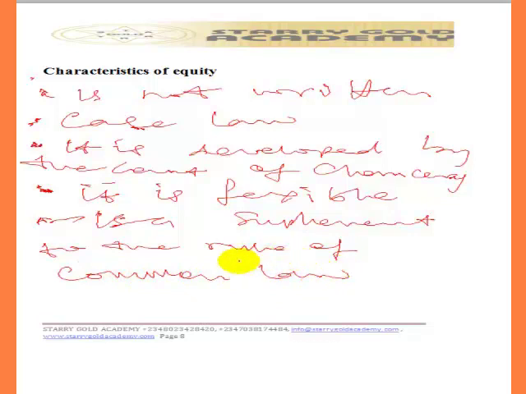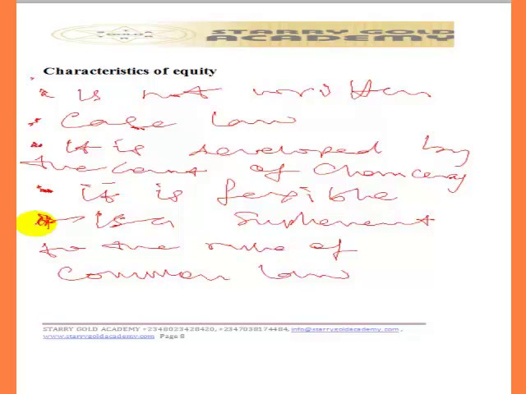So these are the 5 points I would like to mention here. As part of the features or characteristics of equity, it is not written. It's not in any written document, so it is not made by the parliament. It's also a type of law, just like common law, being handed over from one generation to another.